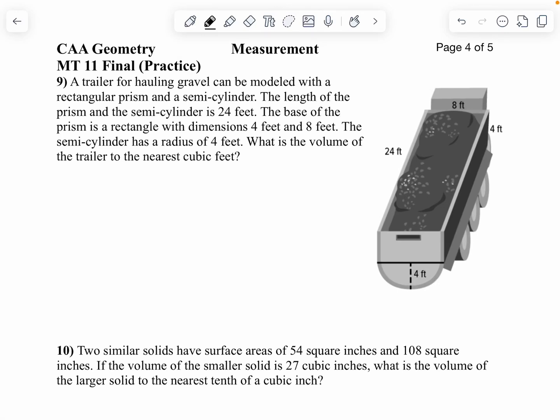We have this shape, and it's composed of a cylinder. I don't like that color. Let me use the pen. Area of the base times the height.